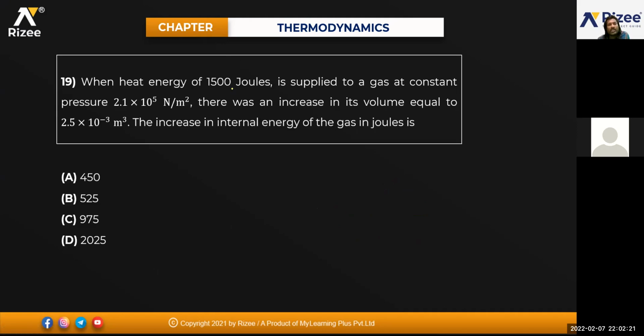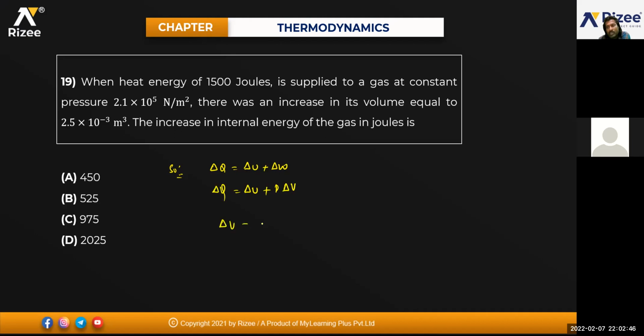Next one, when heat energy of 1500 joule is being supplied to a gas at a constant pressure 2.1 into 10 to the power of 5, there was an increase in its volume equal to 2.5 into 10 to the power of minus 3. The increase in internal energy will be equal to how much? Direct question, beta. Delta Q will be equal to delta U plus work done. So that will be equal to delta U plus P into delta V. This is your delta Q.